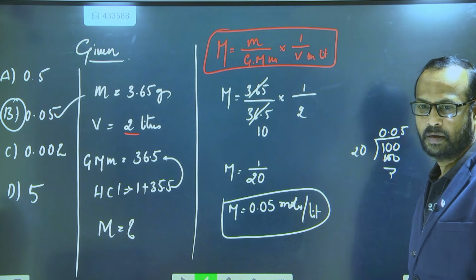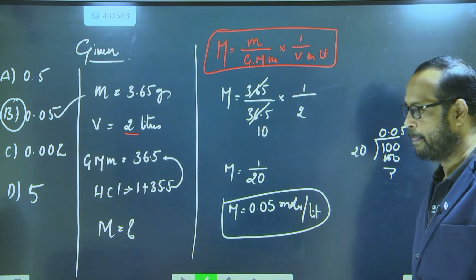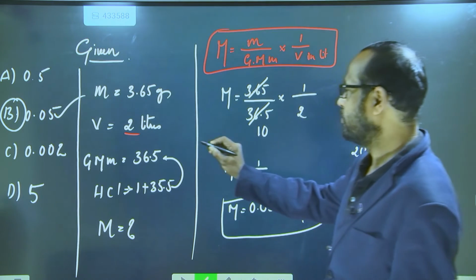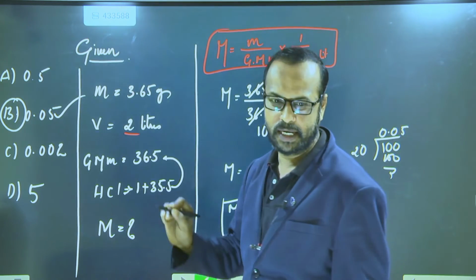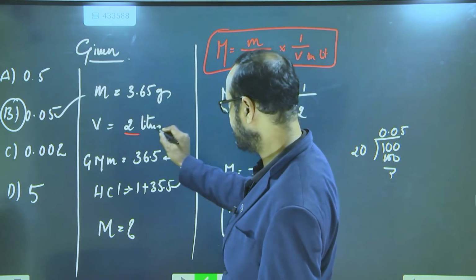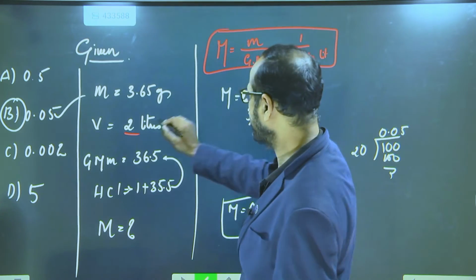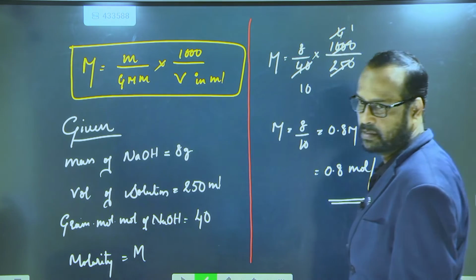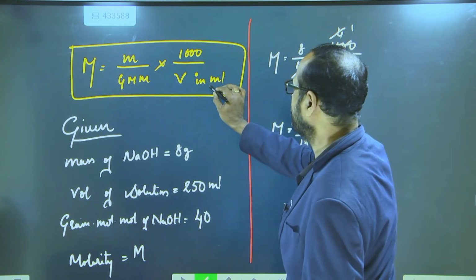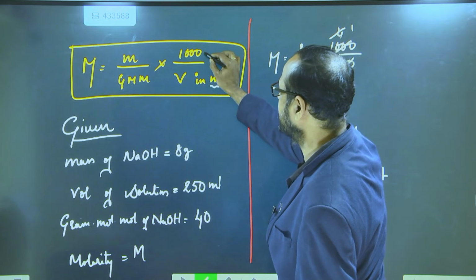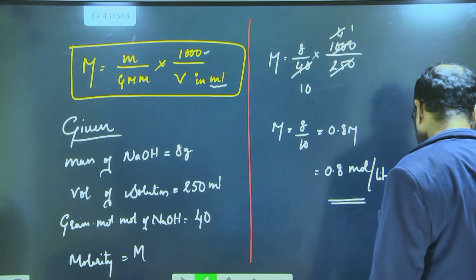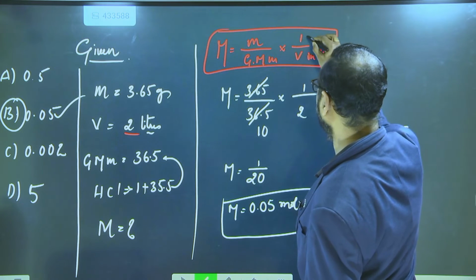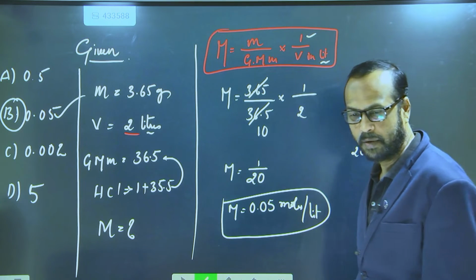Yes, sir. Actually, I have done up to 1 by 20, sir. Okay. So this is the method. You have to see here whether they are giving liters or milliliters. If they are giving in liters, then you have to write 1 by V. If they are giving in milliliters, then you have to use 1000 by V. This is the difference. Is this clear to you? When milliliters is there, you have to take the 1000. And when liters is there, as here it is liters, then you have to take 1 by V. That's all.